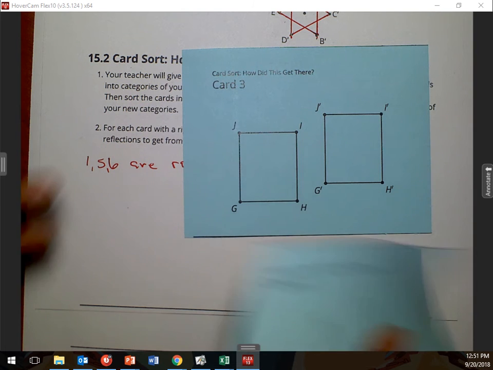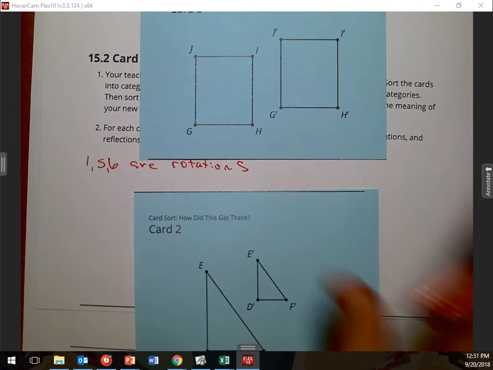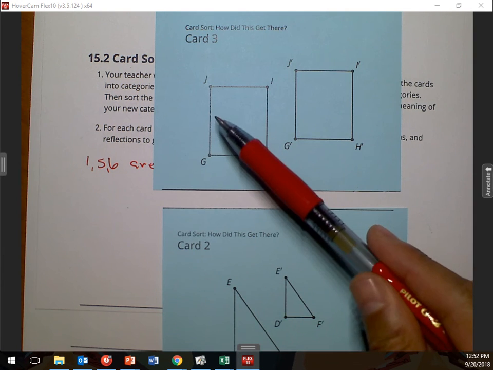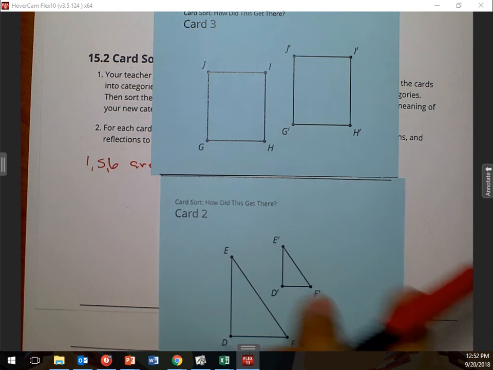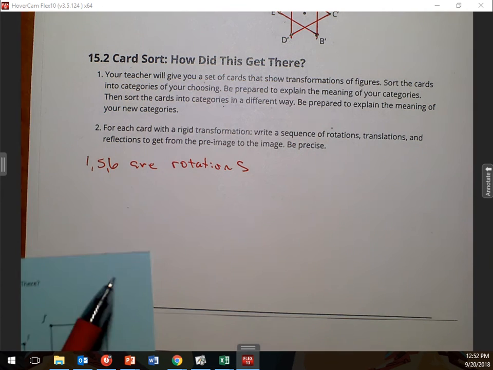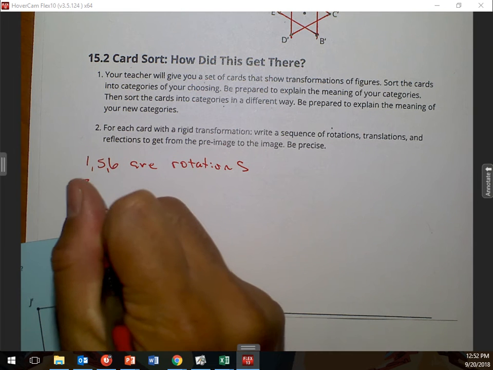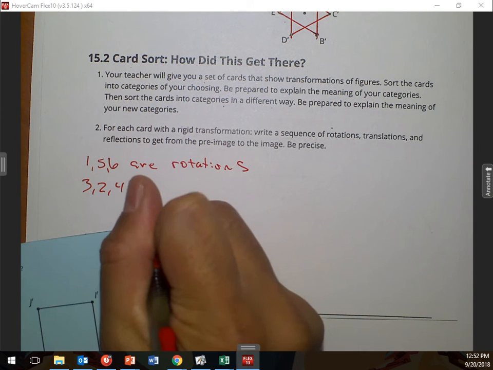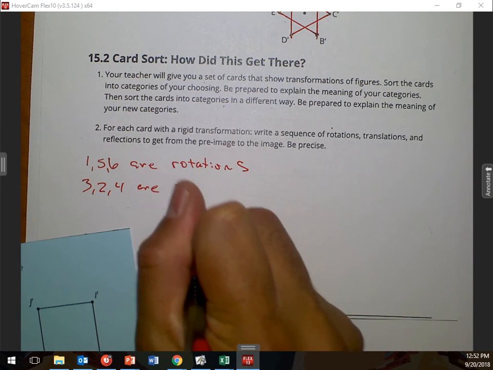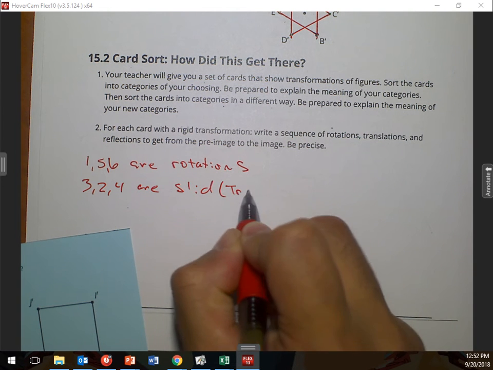Let's take a look at this one right here. It looks like it's slid over, isn't it? Yeah. So I could say that card 3 and card 2 look like they're slid over, right? So you could say card 4 also slid. Okay, so we're saying 3, 2, and 4 are slide. Now, what's the actual word for slide? Translation.